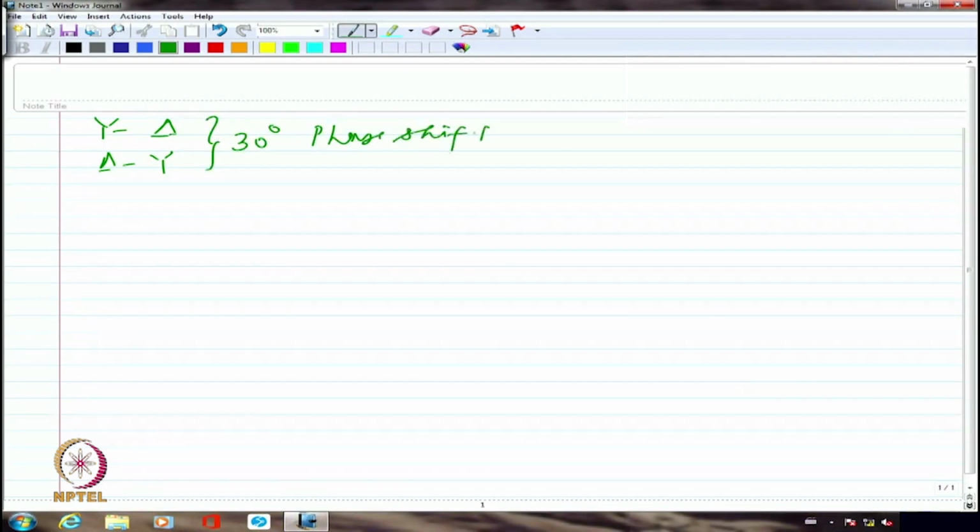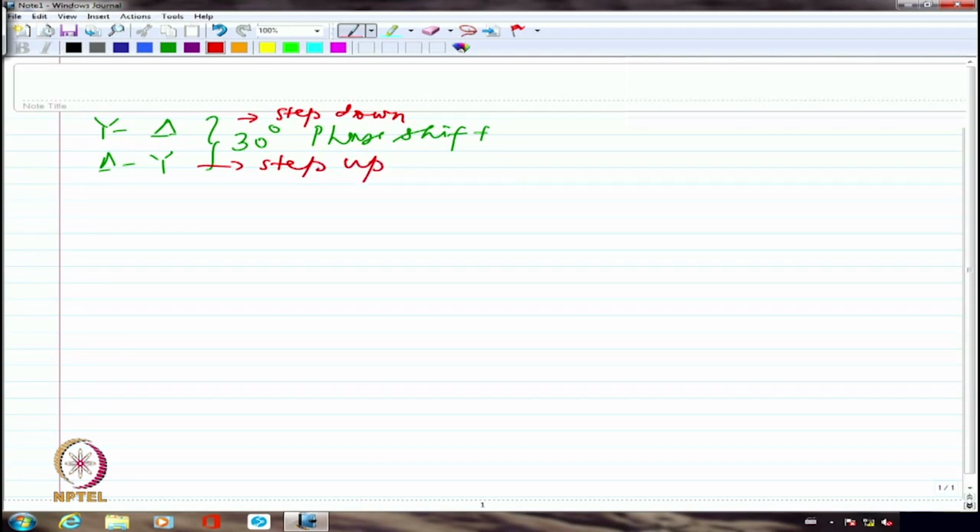And inherently, we are going to have one of them, the top one, star-delta, as a step-down connection, whereas the second one is going to be step up. So inherently, this is a step-down and this is a step-up connection.